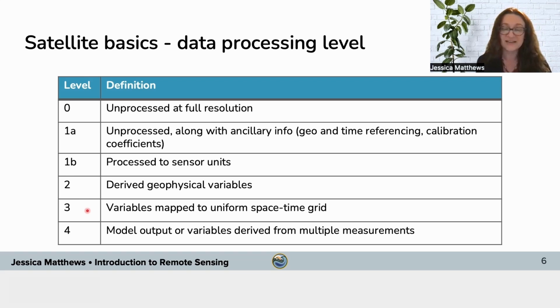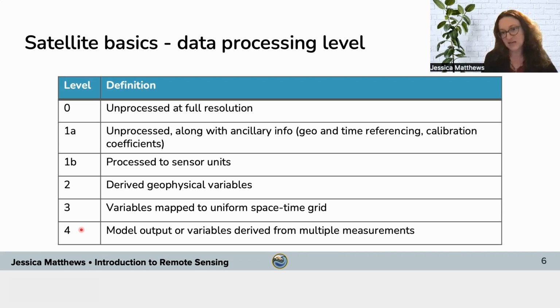Level 3 data takes it one step further and takes those geophysical variables and maps them onto a uniform space-time grid. And finally, the highest level of processing, level 4, includes model output or variables derived from multiple measurements.